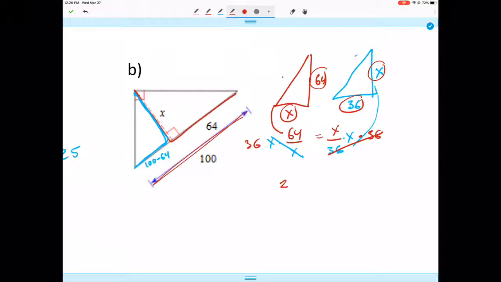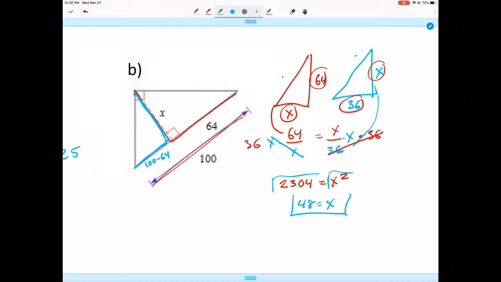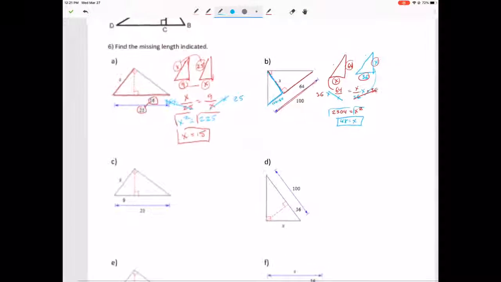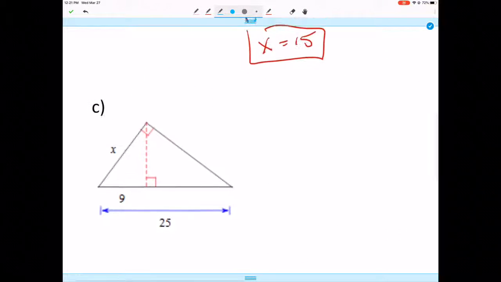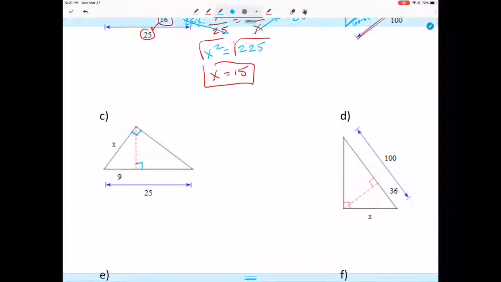That's 2,300 and, yeah, I'm going to look it up, make sure I got it right. 36 times 64, 2,304 equals x squared. And we'd do the same thing, we'd square root both sides, and would end up getting 48 equals x, or x equals 48. All right, so it looks like all of these problems that we have will just be solving for x. We already know that they're similar based on the fact that we have right triangles. We just need to find those two similar triangles to solve for what x is.